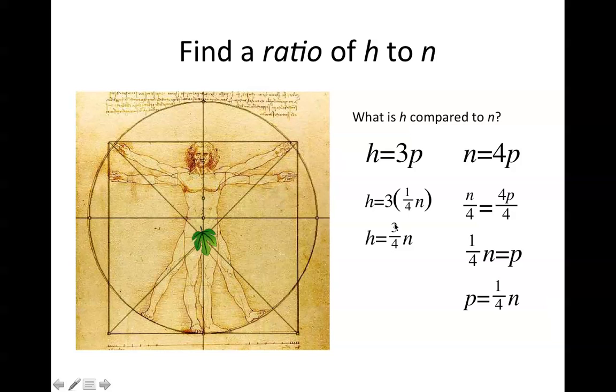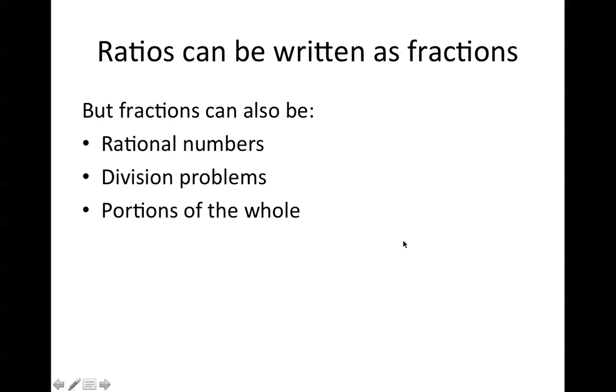A ratio is a relationship of one thing to another in number terms. And ratios can be written like this, as fractions. But fractions aren't just ratios. Fractions can also be considered just as numbers, so the number 3/4. Fractions can certainly be considered as division problems, 3 divided by 4. And fractions can be considered portions of the whole. For instance, the distance from the chin to the top of the head is a 3/4 portion of the distance from the neck to the top of the head.